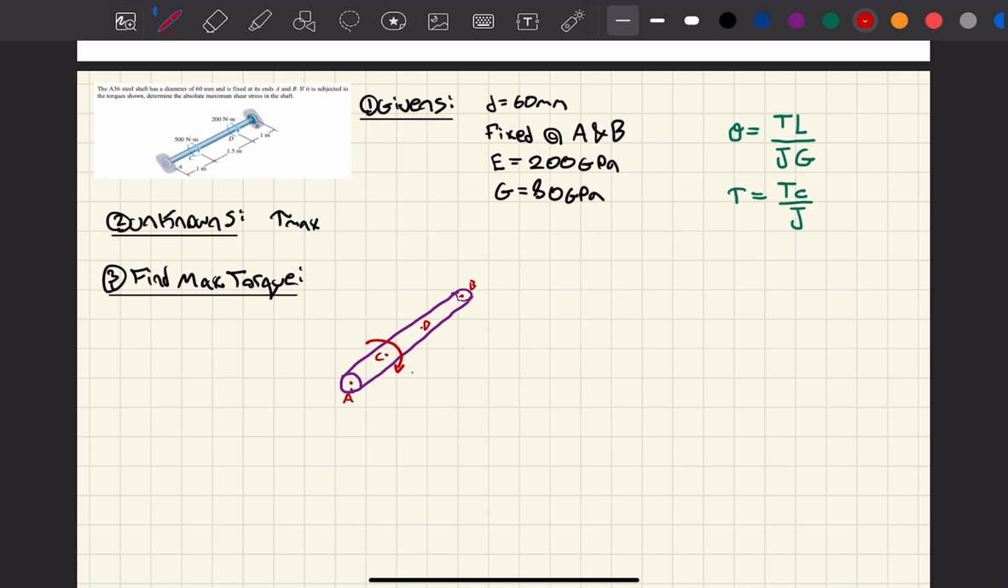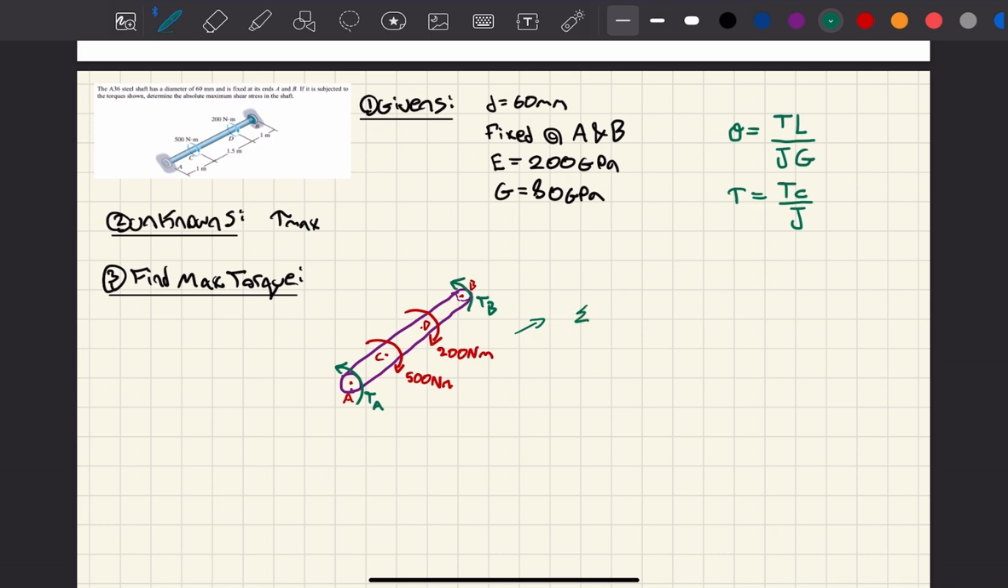At C, I have a torque of 500 newton meters. At D, I have a clockwise torque of 200 newton meters. And then remember, I have a fixed connection at A and B. So I'm going to assume that I have a clockwise torque TB at this wall, and, my bad, a counterclockwise torque at A, at this wall, so TA. So I will draw that as well. So we can call this TA, and then this is TB, and I assume them to be positive.